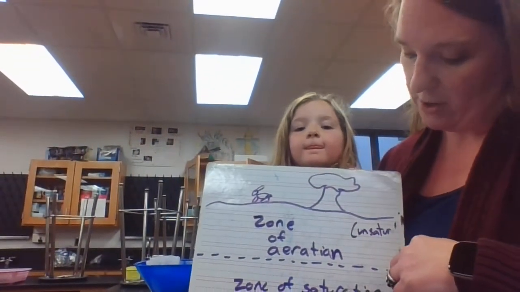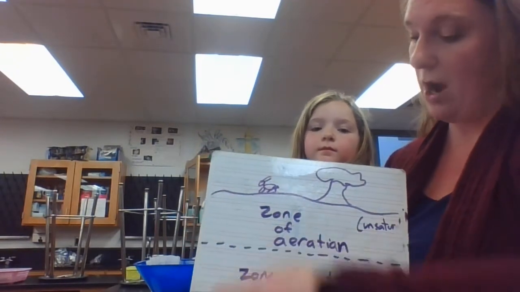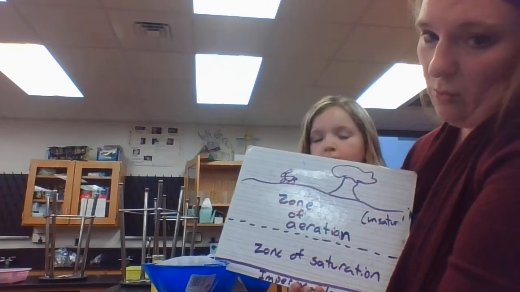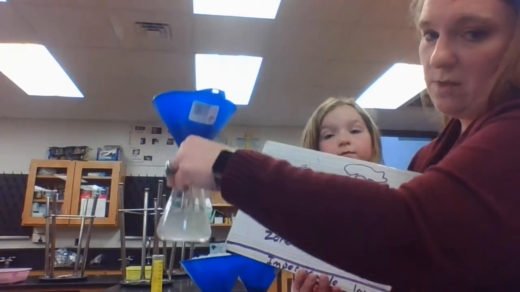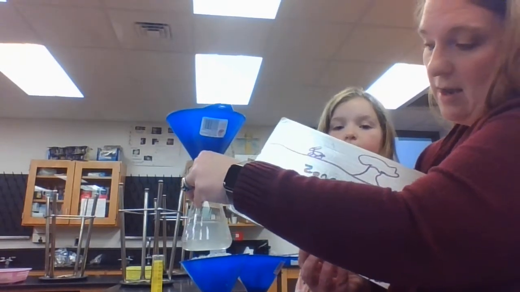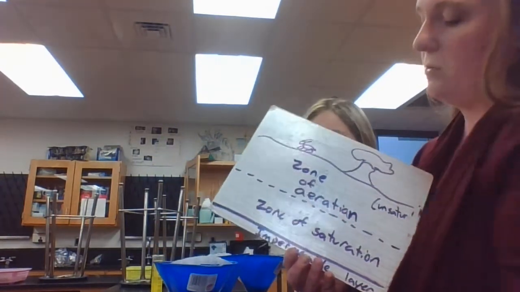Then you have the water table, which is the dotted line. That marks the top of the water level. Just like when we were watching this fill, you can imagine that's like the water table. When you watch this fill up, the water table goes up as water is added. And if we were to take a straw and suck it out, the water table would go down. And that's sort of what we do with wells.